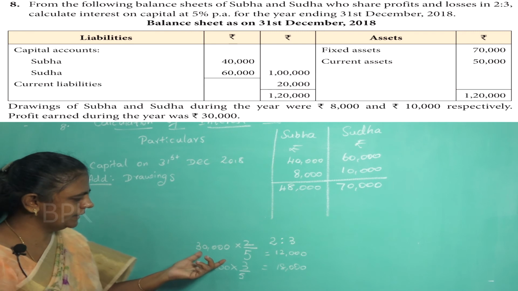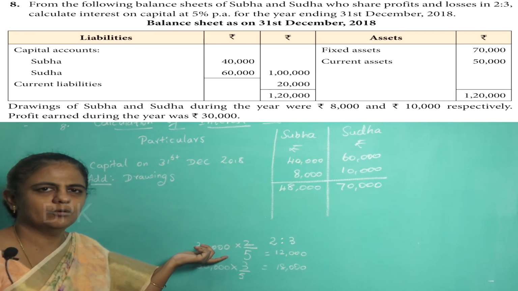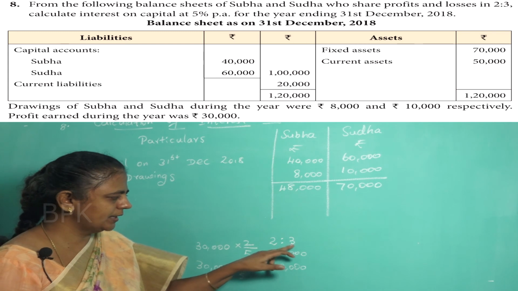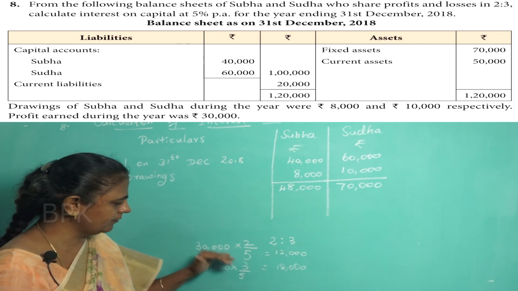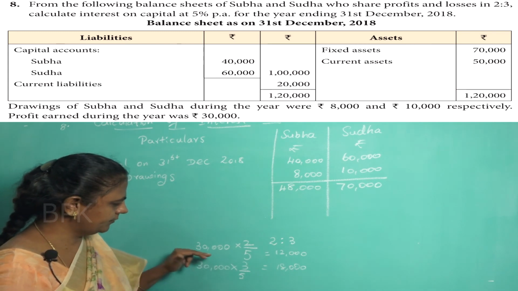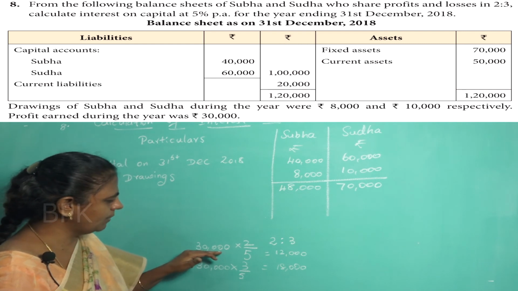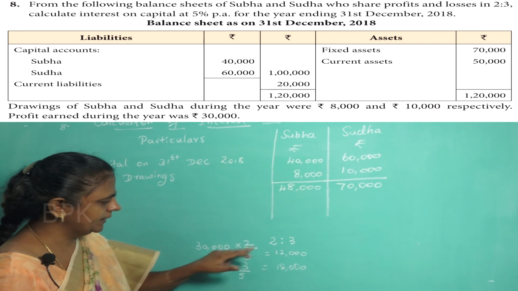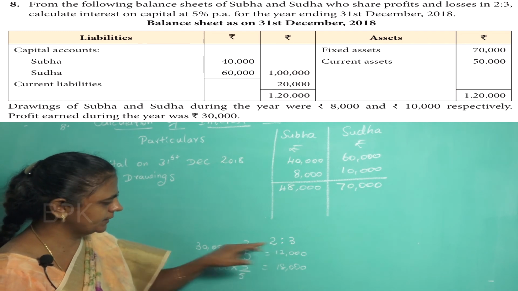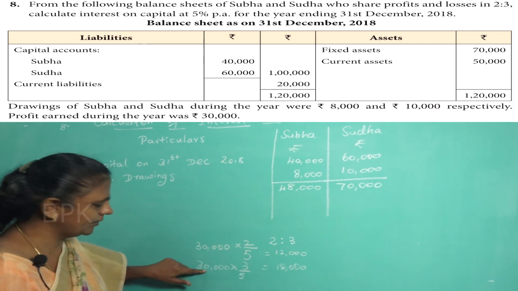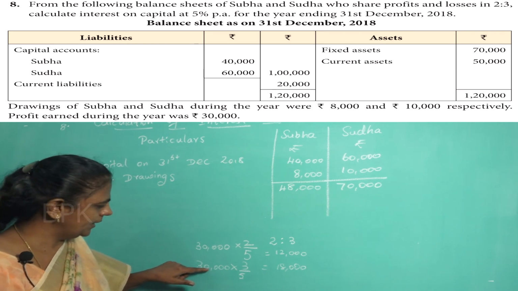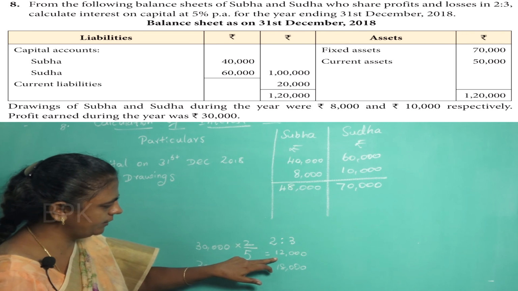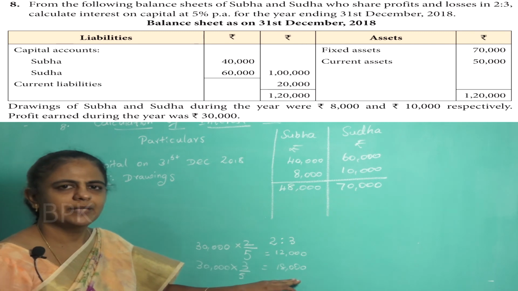Can you understand, children? Total profit is given, total profit is 30,000, ratio is given 2:3. In this ratio you must divide the profit for both of them. So for the first partner, that is for Subha, 2/5. How did I get this denominator 5? Add these two, 2 plus 3, 5. Same way for the second partner also the profit is 30,000. You have to give in the ratio of 3/5. So the first one will get 12,000, the second one will get 18,000.